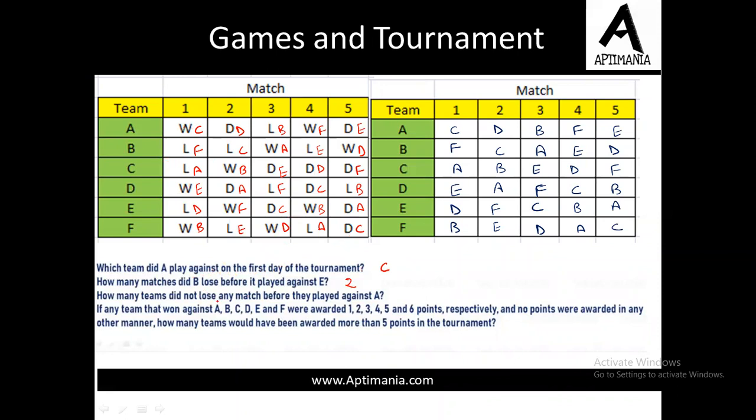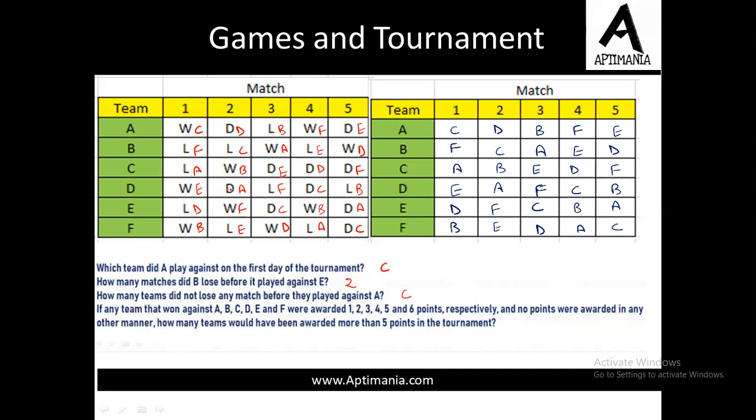How many teams did not lose any match before they played against A? Now let us check for B. Obviously we won't be checking for A. So B played with A on the third day. So before the third, it lost matches on the first and second day. So we need not count B. Now let us check for C. C played with A on the first day. So before that, C had not lost any match. So we can count C over here.